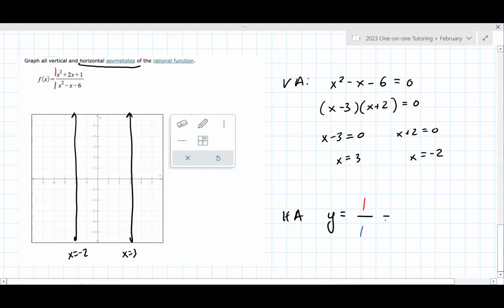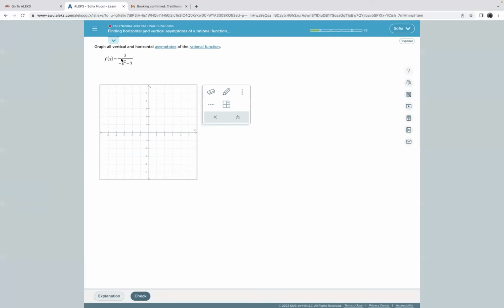Okay, I can attempt the second one. Of course this one's different. Let me grab it. All right, new share.